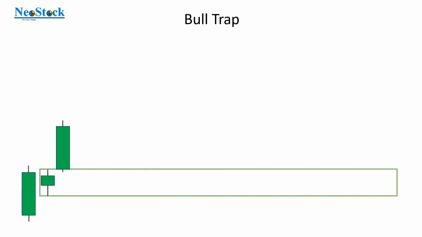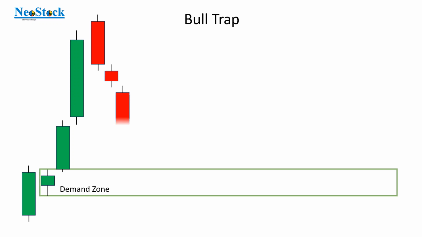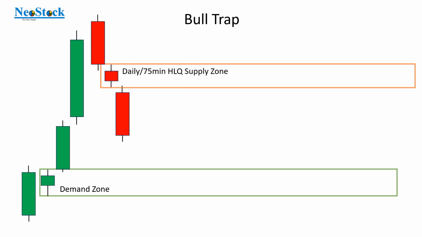Look into this example. A demand zone is getting created here. Now further price is pushed up, and now a supply zone is also created. Let us assume the supply zone is either a daily or 75-minute high liquidity supply zone. This is what we are doing in our high liquidity trade setup. But remember, this concept can be used not only for high liquidity zones. You can use the same concept for bullish trade setups and bearish trade setups also.